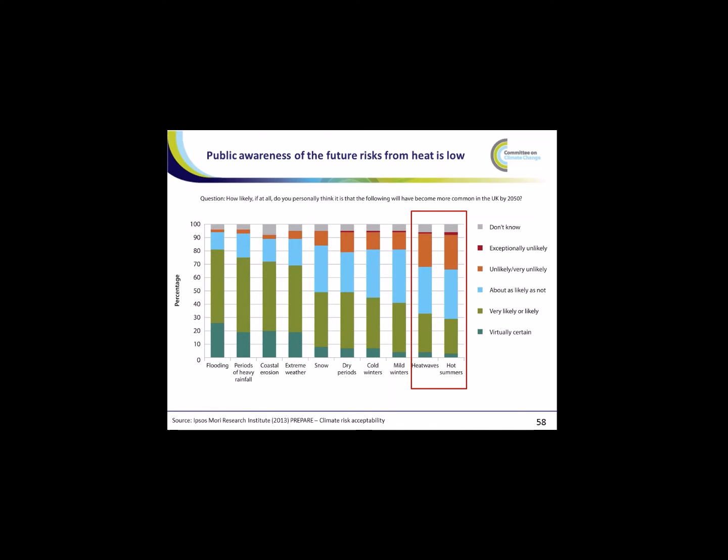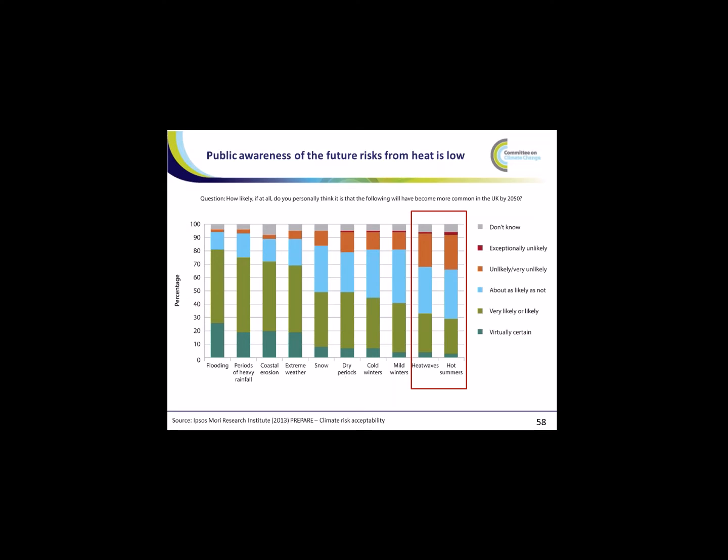What's really striking here, as I said, is that the lowest awareness is about heat waves and hot summers, and this chart shows what people think might become more common by 2050. The bottom bars, the green and the blue, show the percentage of people that think these different hazards are going to become more common. There's also a chart in the health chapter looking into the past, at which hazards people think have become more common, and you get a very similar picture.